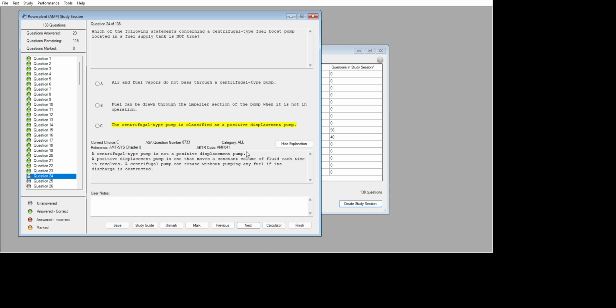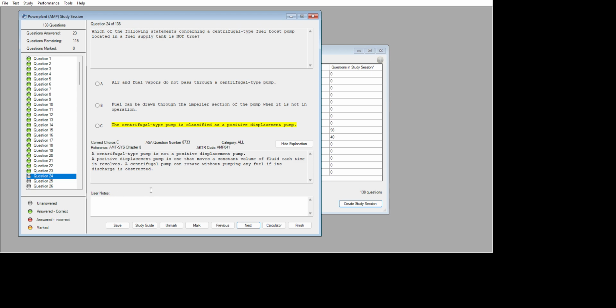Which of the following statements concerning a centrifugal type fuel boost pump located in the fuel supply tank is not true? The centrifugal type pump is classified as a positive displacement pump. That is false.